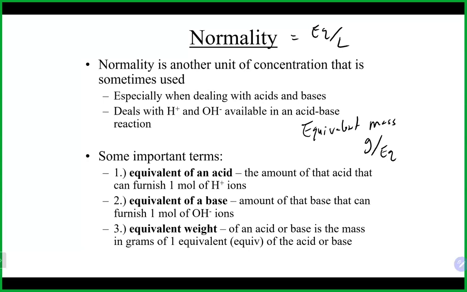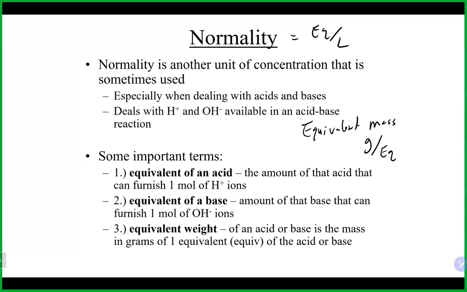Well, an equivalent, when we deal with acids and bases, is based on how many H pluses an acid could give, or how many OH minuses a base can actually give. So if something is monoprotic, which means it has just one hydrogen to give, like HCl, for 1 mole of that, it will give you 1 equivalent. If something's diprotic, for example, like H2SO4, for every 1 mole, you'll get 2 equivalents because it has 2 hydrogens that it could give as well.